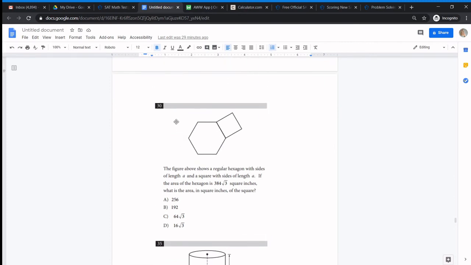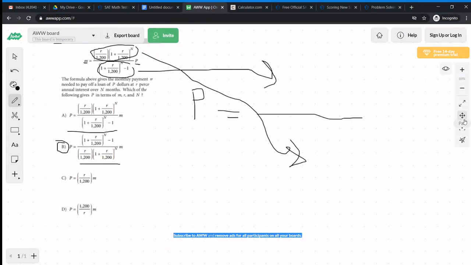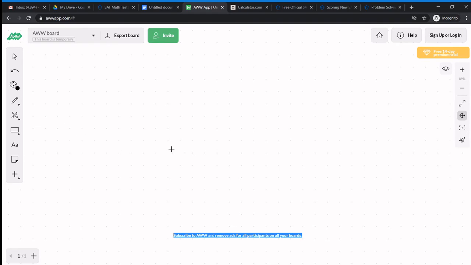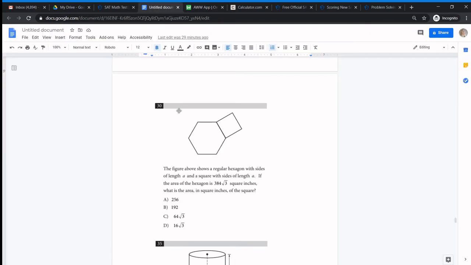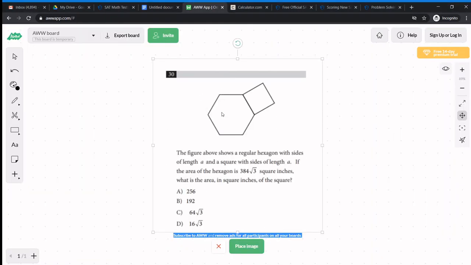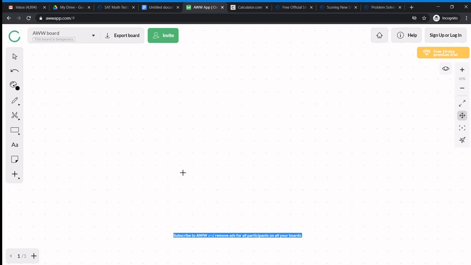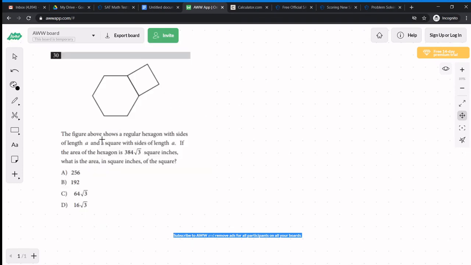So let's just try the first one. Let's copy this over here. Oh, I didn't copy it. There we go. And let's see. The figure above shows a regular hexagon with sides of length a and a square with sides of length a. If the area of the hexagon is 384 square root of 3 square inches, what is the area in square inches of the square?